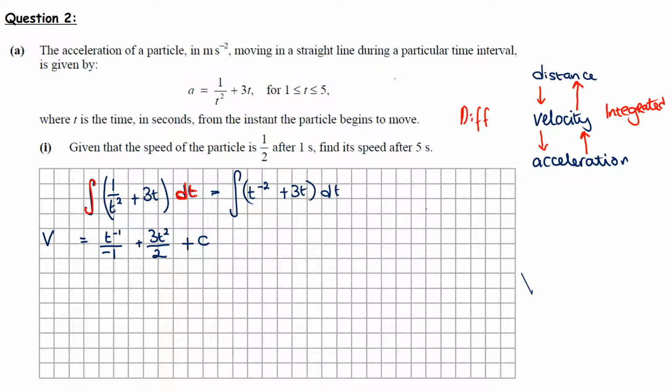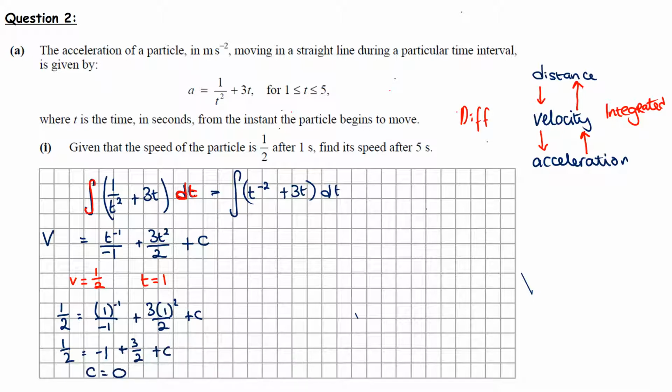Now, obviously it's not going to be terribly useful for me if I have a c, the constant that I don't know. However, remember in the question they said the speed was equal to a half, or velocity was equal to half, when time was 1 second. So we're going to sub that in. We're going to say, well, when v is a half, I can sub in 1, and I can sub in 1 here, and I should be able to work out my c. So I get a half equals minus 1 plus 3 over 2 plus c, and when I work that out, we end up with c is equal to 0.